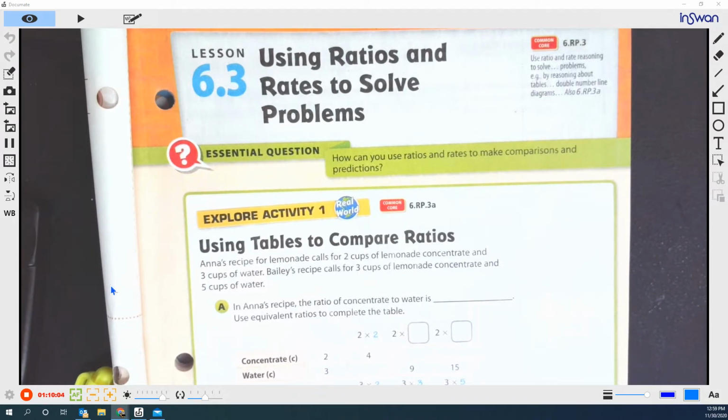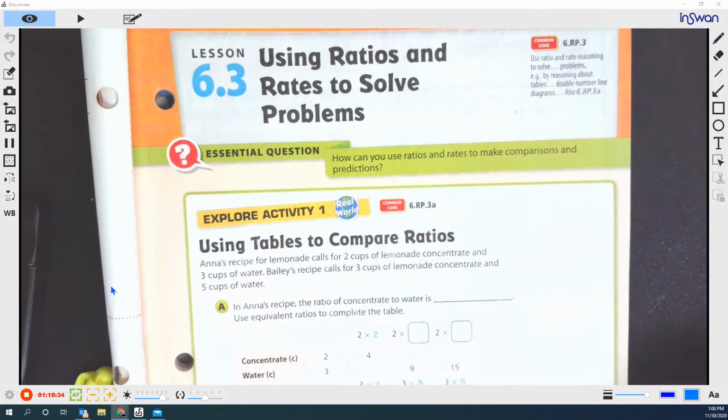Looking at module 6.3, we're starting on page 161, when we talk about how you can use ratios and rates to make comparisons and predictions. When we do these, we have to find equivalent ratios or rates with the same first and second terms, and then compare them to make the predictions. Now, first and second terms would be like the top and bottom.